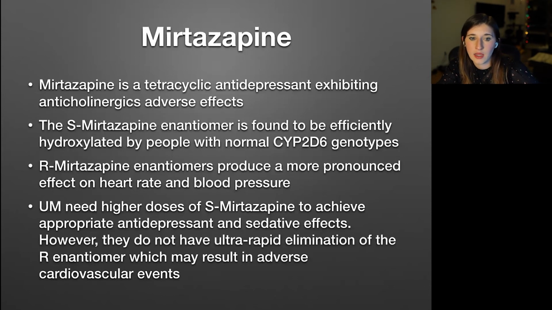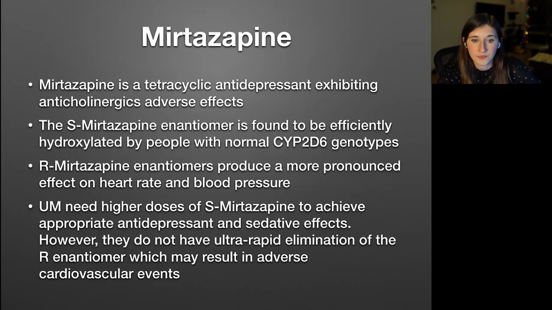Next is mirtazapine. I think this is a really interesting interface for toxicology and pharmacology and pharmacogenetics, all of it together. So mirtazapine is a tetracyclic antidepressant exhibiting anticholinergic adverse effects. The S enantiomer of mirtazapine is efficiently hydroxylated by people with normal CYP2D6 genotypes. And in normal CYP2D6 genotypes, the R-mirtazapine enantiomer produces a more pronounced effect on heart and blood pressure.